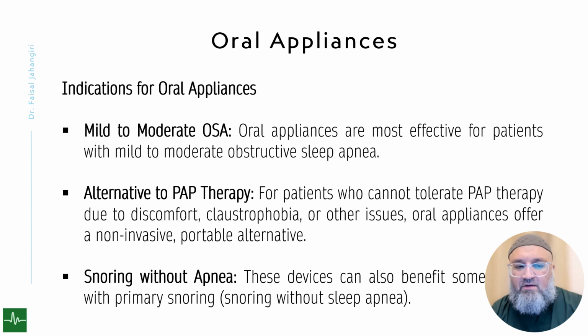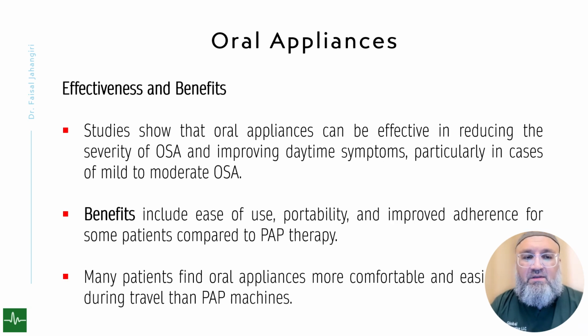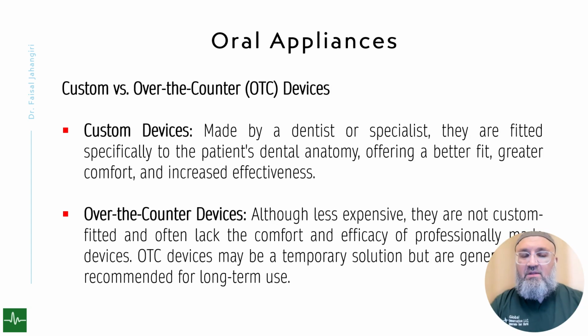You don't need to connect to an electric outlet or anything, and these devices can help with primary snoring for these patients. Studies show that oral appliances can be effective in reducing the severity of OSA, again for mild apnea, and improving daytime symptoms, particularly in cases of mild to moderate OSA. The benefits include ease of use, portability, and improved adherence in some patients compared to PAP therapy, which they are not comfortable with. Many patients find oral appliances more comfortable and easier to use, and easier during travel than taking the PAP machine.